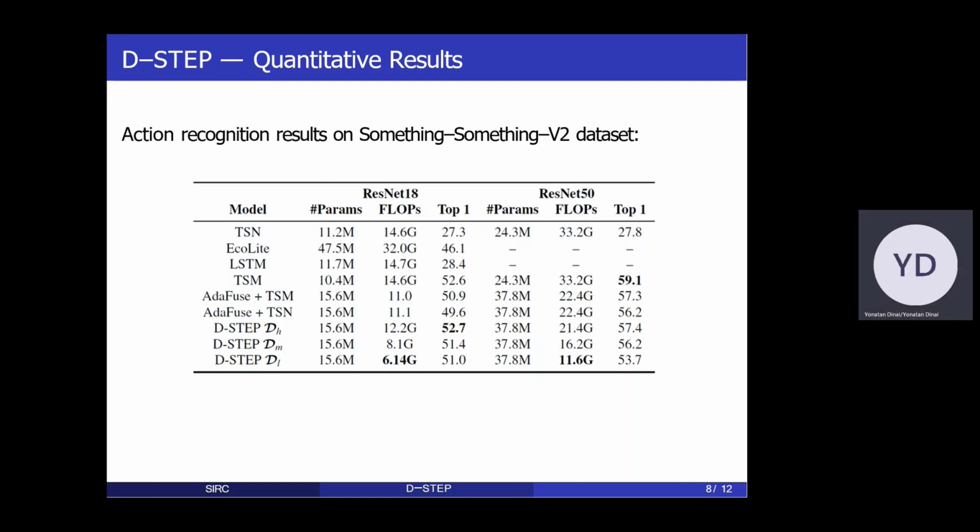Results in more detail are in this table. First, for ResNet 18 on Something V2 dataset, we show that we're able to reduce computations to around 80% from TSM, which gives state-of-the-art results, without loss in accuracy. We also show that compared to Adafuse, we're able to save around 50% of computations with the same accuracy. Finally, when comparing to Adafuse with the ResNet 50 architecture, we also reduce computation significantly with only a moderate drop in accuracy of around 1%.